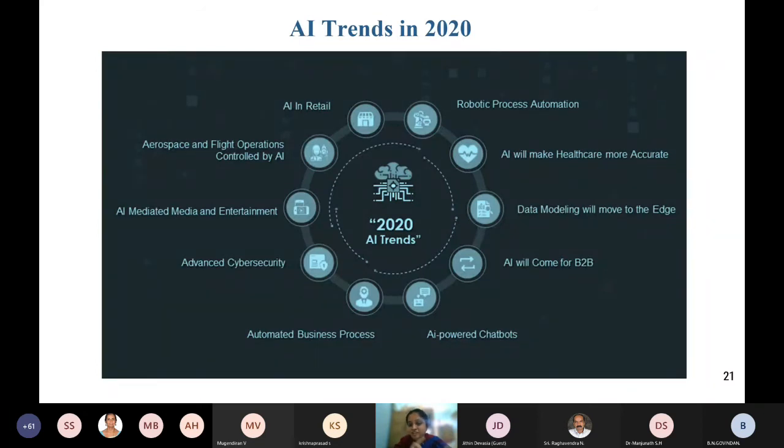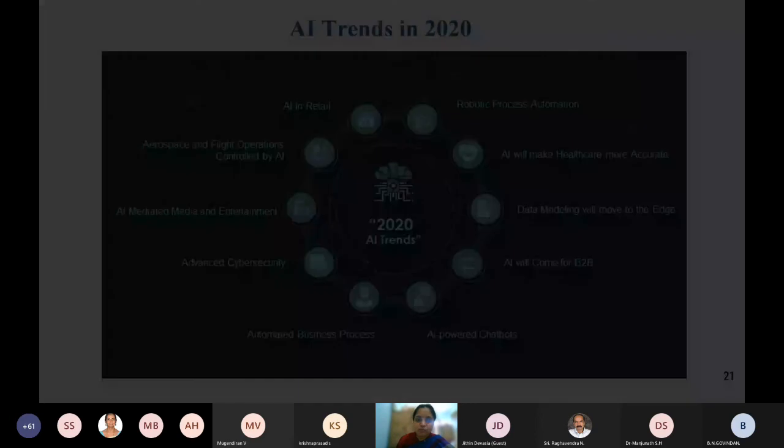Something more relevant, of course, I did mention healthcare, chatbots and automated business processes, that is HR, recruitment, cyber security, AI-mediated media and entertainment. Let's say you're watching Netflix or Amazon Prime, what you like the most is what would be suggested. So that is AI-mediated media and entertainment. What you like is what is offered to you. And one more relevant thing is robotic process automation, and aerospace and flight operation is actually controlled by AI. There are a lot of applications that you find in aerospace as well as robotics.